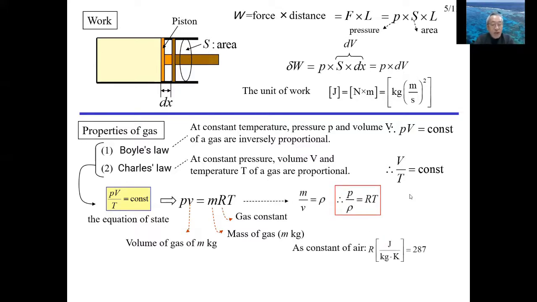M over V is the density rho. Using rho, the equation of state can also be represented as shown in the red line frame. The gas constant of air is 287 joule over kilogram Kelvin.